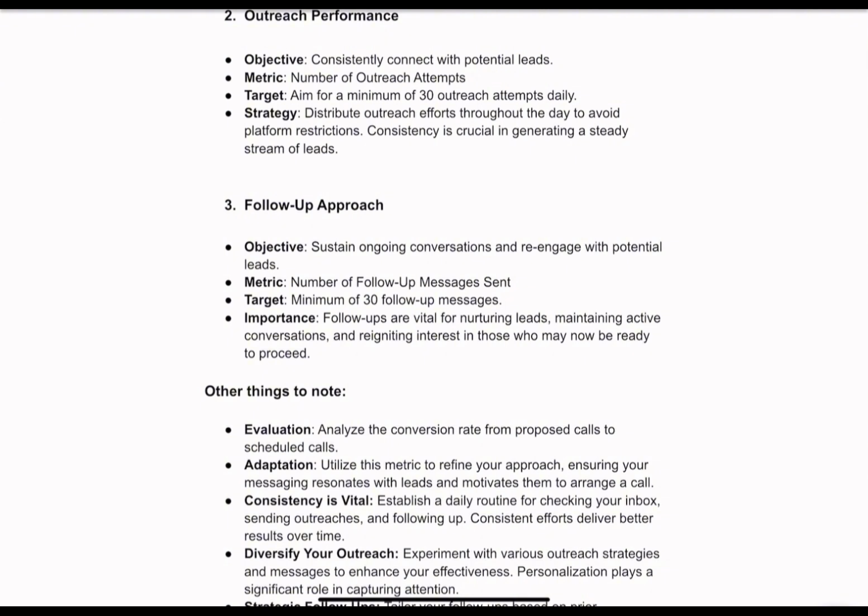And the importance of this is follow-ups are vital for nurturing leads, maintaining active conversations, and reigniting interest in those who may or may not be ready to proceed. Or simply, you sent a Calendly link, but they opened it but forgot to get back to you. If you don't follow up, you could miss a booked call and a potential sale.